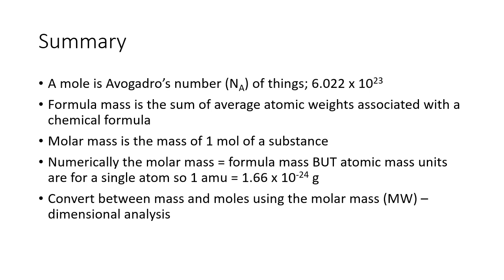Formula mass is the sum of the average atomic weights associated with a chemical formula. Molar mass is the mass of 1 mole of a substance. Numerically, the molar mass is equal to the formula mass, but the atomic mass units are for a single atom. So 1 AMU equals 1.66 times 10 to the negative 24th grams. In other words, AMU is tiny. Molar mass is a pretty normal number. Convert between mass and moles using the molecular weight and using dimensional analysis. The molecular weight can act like a conversion formula or a conversion unit.